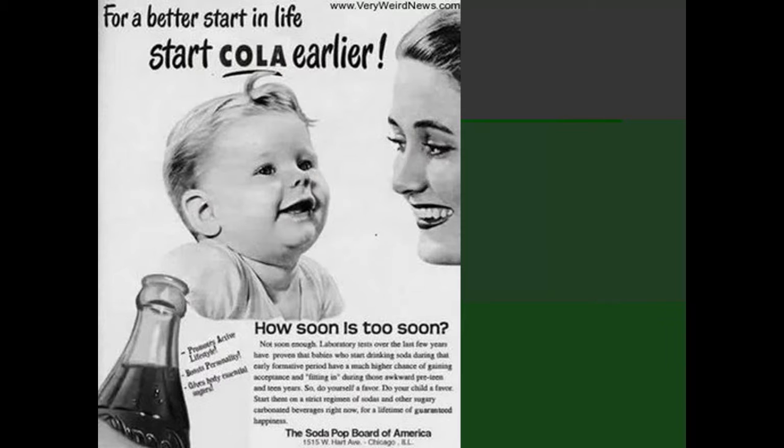So this is also a primary source. What it says is, for a better start in life, start cola earlier. They're encouraging this mother to give soda or Coca-Cola, any kind of soda pop, to a child. This child looks to be maybe one or so and would be drinking out of a bottle. We know that it's a horrible idea to put soda pop in a baby's bottle. It's really hard to see the text at the bottom, but next to the bottle, it says promotes active lifestyle and boosts personality.